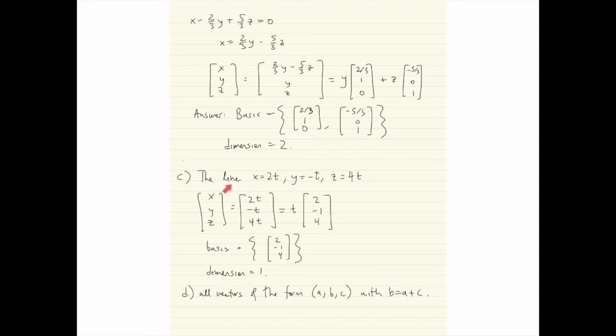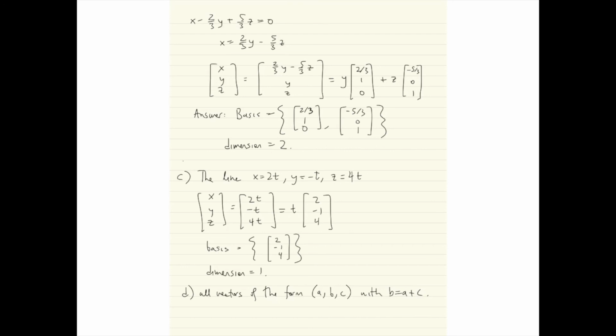In this case, the subspace is the line given like so. So let's write it as a column vector. X is equal to 2t, y is equal to negative t, and so on. And so our free variable is t. Let's factor that out, and so we get this. And so therefore, this column vector 2, negative 1, 4 is a basis, and therefore the dimension is 1, which is no surprise since it's a line.